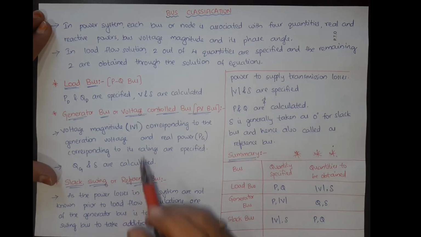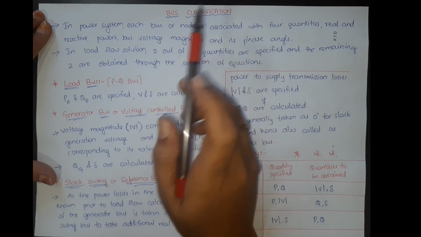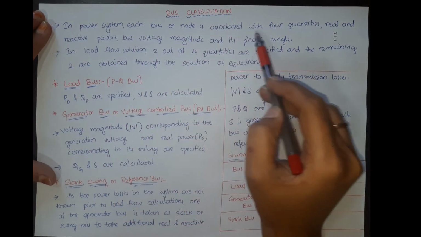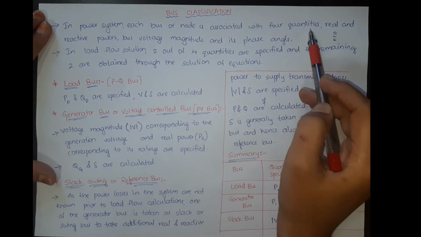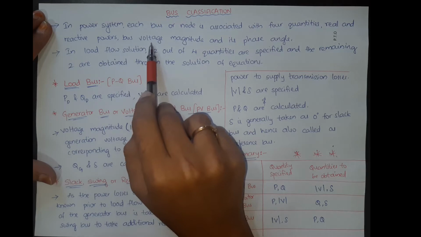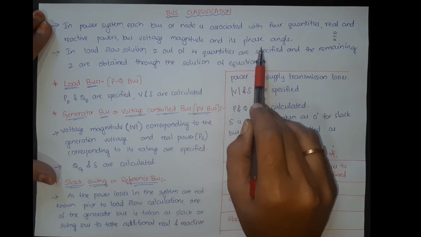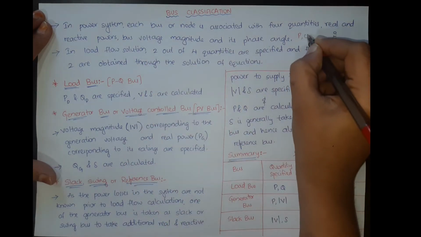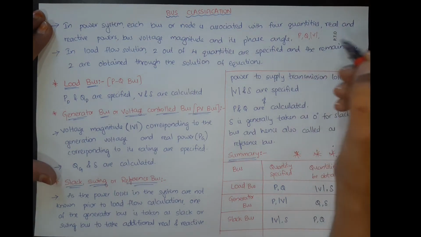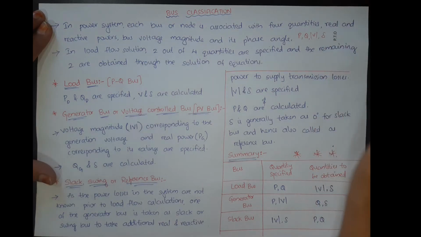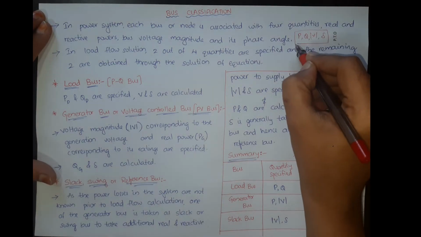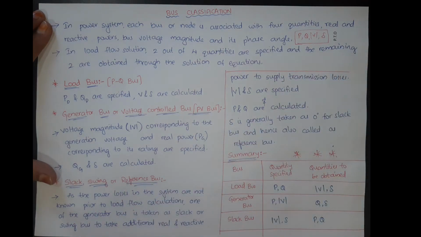So coming to bus classification, generally in a power system, each bus or node is associated with 4 quantities, that is real and reactive powers, bus voltage magnitude and its phase angle. See, real and reactive power, bus voltage magnitude, that is magnitude of V, and its phase angle delta. So these 4 parameters need to be specified at each node or bus.